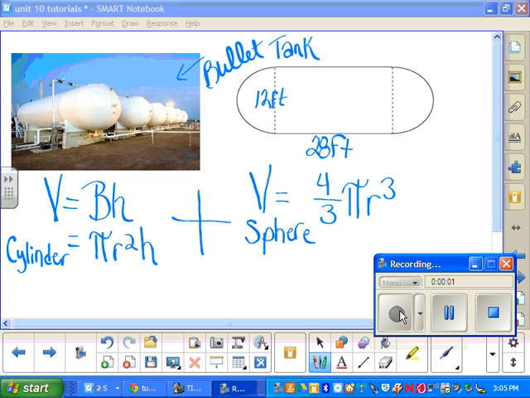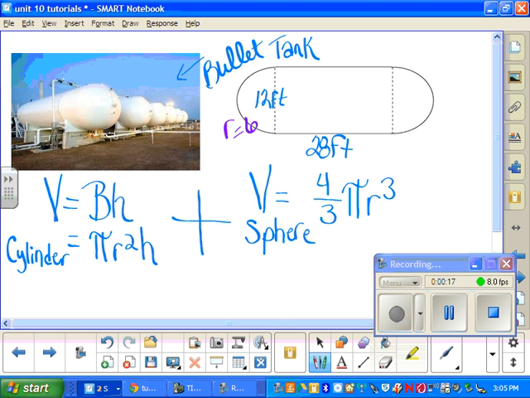Okay, now we're going to do the volume of a bullet tank, or a bullet, how you would find that. And it's the same thing. We have a cylinder and a sphere, so we're going to find the volume of both and add them together. So I know my radius over here is 6 because that's half of 12.